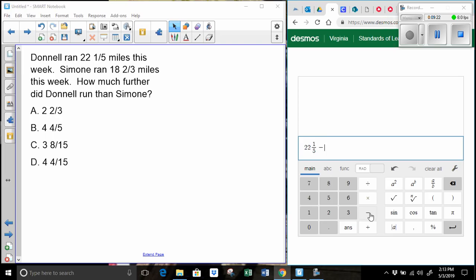And I'm going to press the minus key. And then we have 18 2/3. So because there's a fraction in there, I'm going to type the fraction first. So here it is.